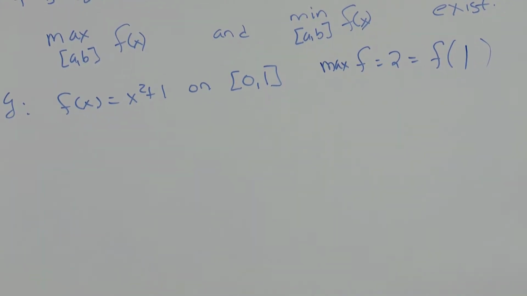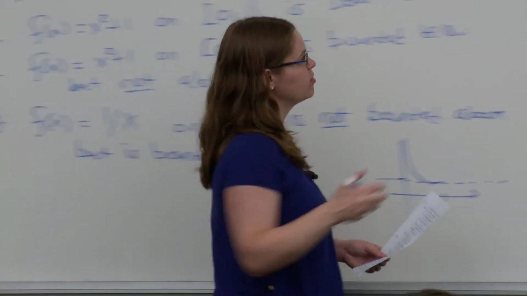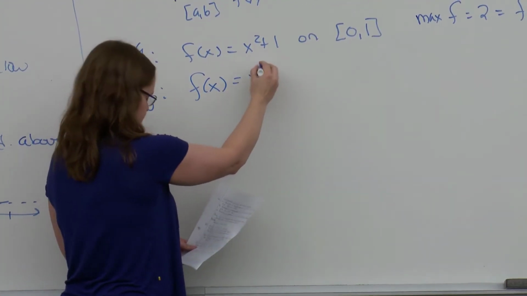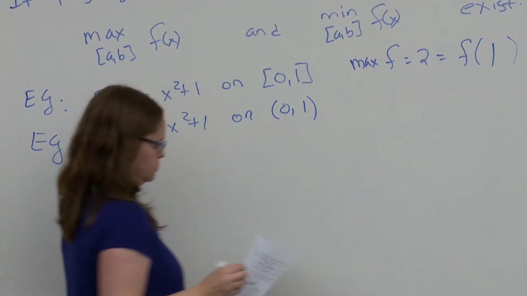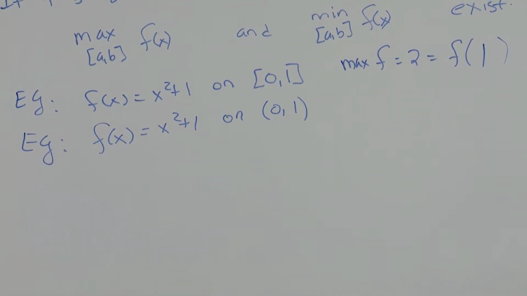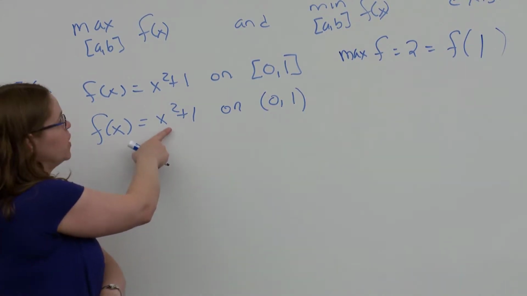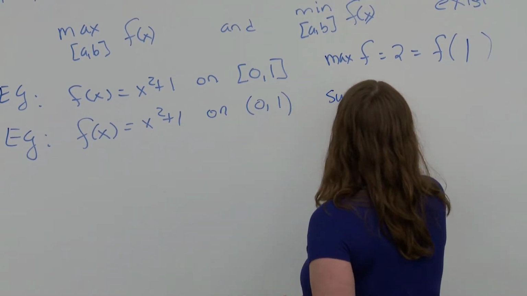Okay, but let's change things up a little bit. So I said we need a finite closed interval in order to be guaranteed a maximum. Let's try something that's still finite, but not closed. So I'm going to take the same function on 0 to 1, open at the end. Okay, what's the supremum of f? What's its least upper bound? It's 2 again, right? As x approaches 1, we're going to get arbitrarily close to the value of 2. So the supremum of f is 2.